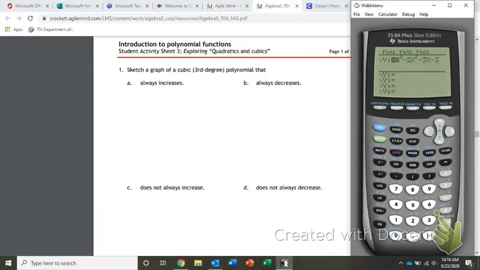Okay? So now I want to do one that does not always decrease. So I'm going to change it up a little bit, and I'm going to say negative x cubed plus 2x squared plus 3x plus 3. So I kind of just changed all the signs. Now I'm going to hit graph. And you'll notice it's the exact same graph, except first it's decreasing, then it's increasing, and then it's decreasing again.